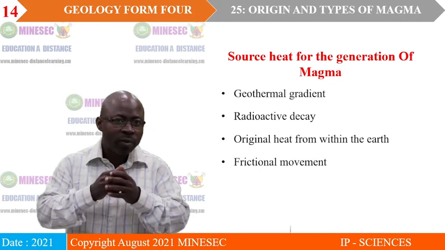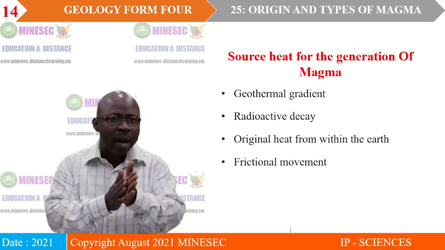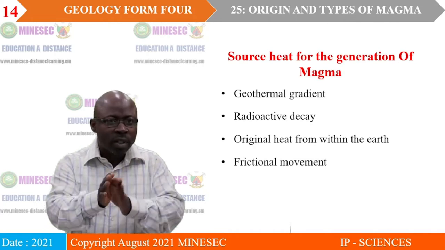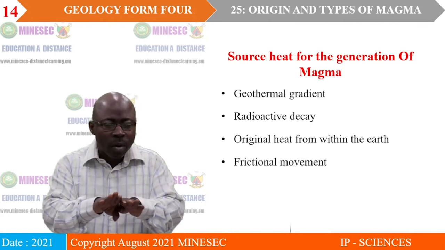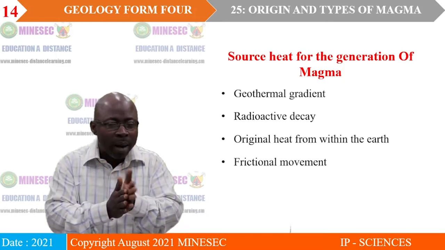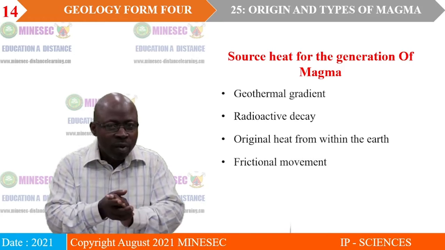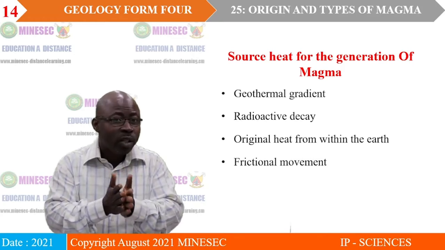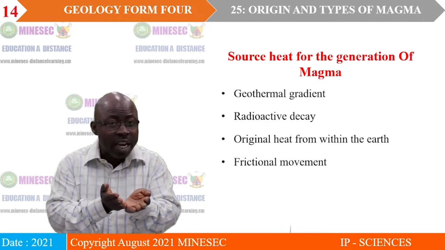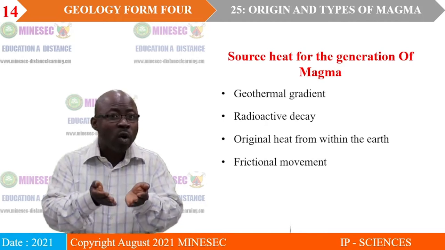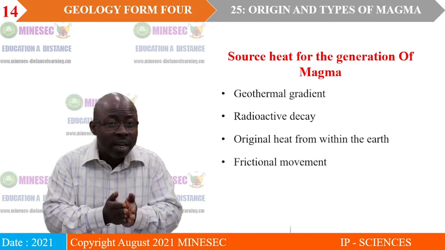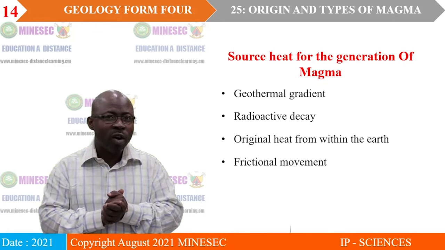Finally, there is frictional movement. We talked about movement along subduction zones. This will lead to friction because the two slabs are rubbing against each other, then generating heat. When you rub your two palms, you feel warm. You feel that heat is being generated as you are rubbing. So in the same way, as slabs of rock bodies or earth material are rubbing each other, they will generate heat, which will cause melt of part of the material that is closer to the point of rubbing, hence leading to the generation of magma.